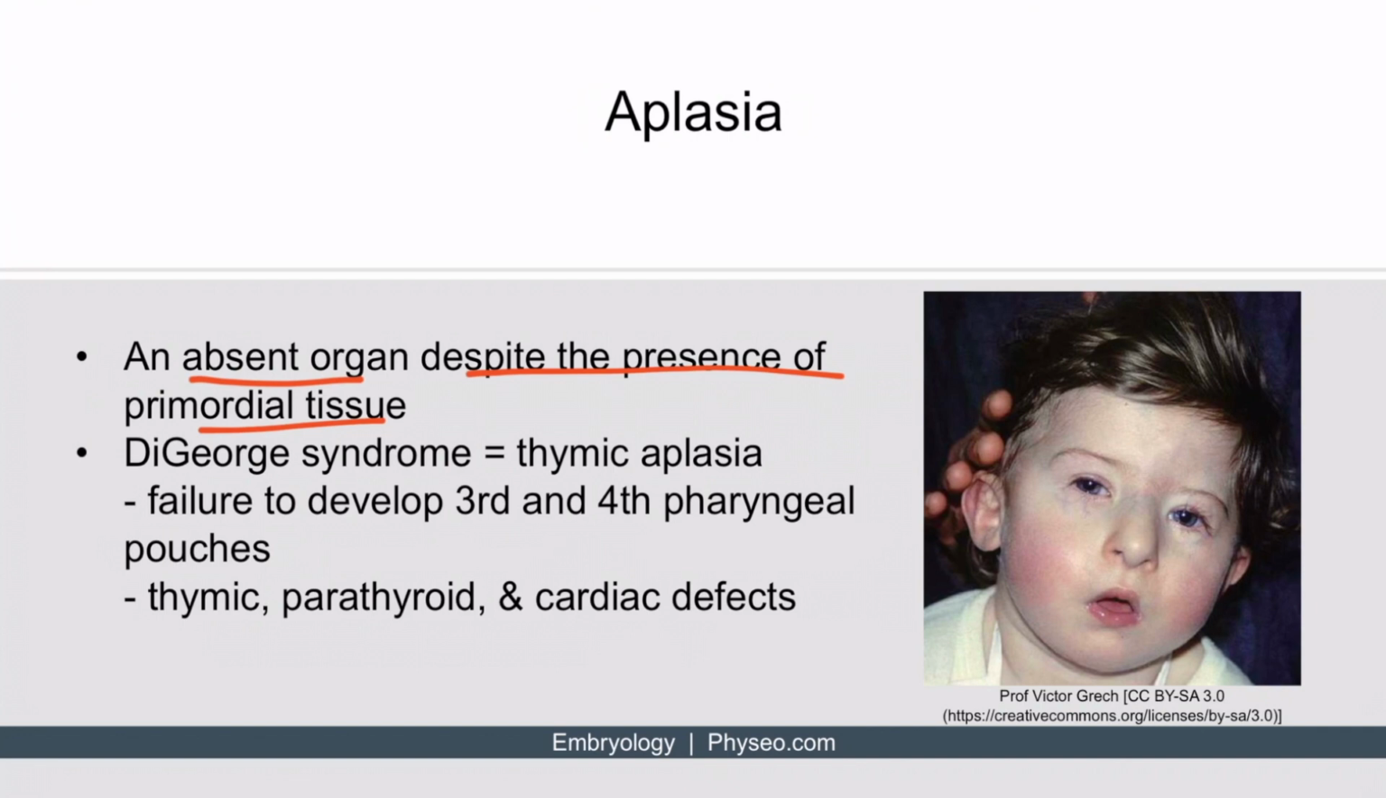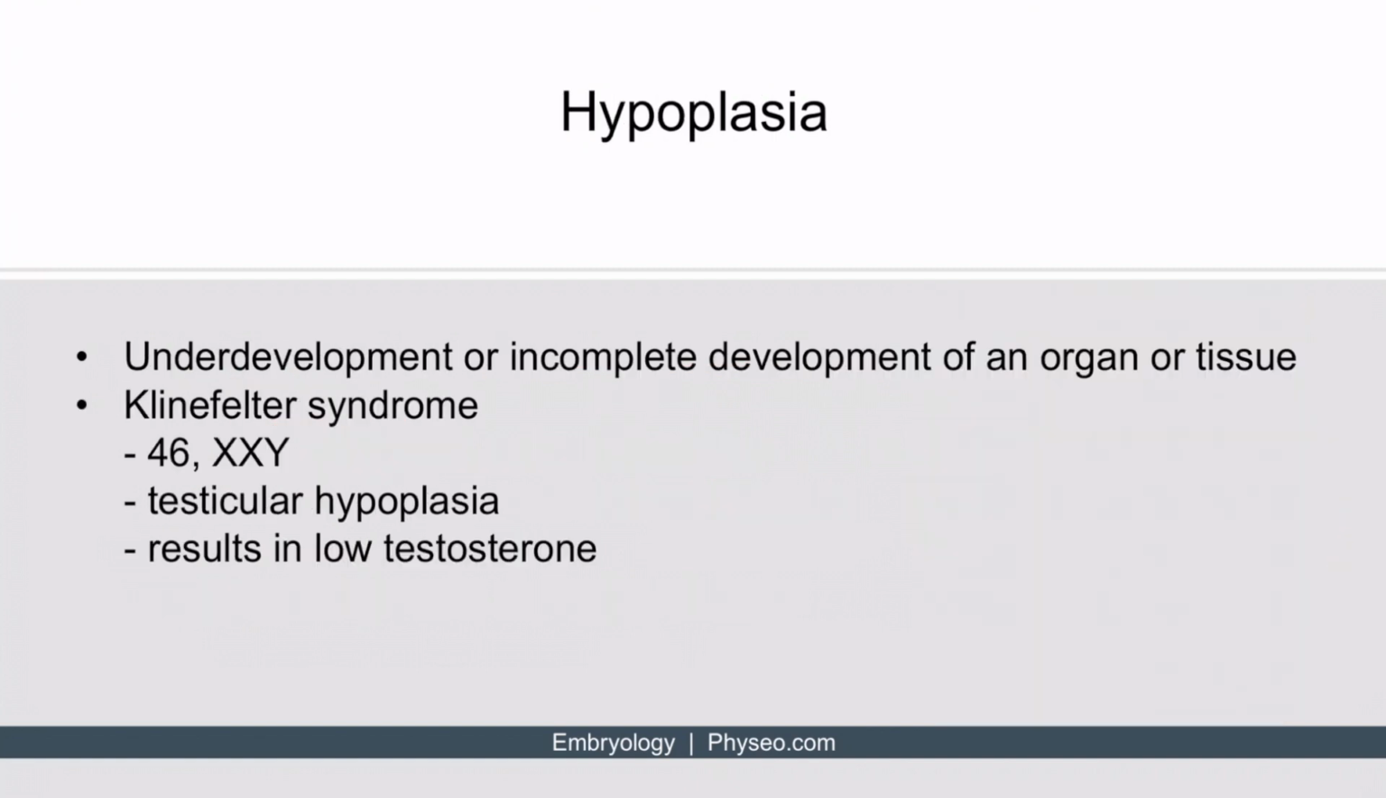This is different from agenesis because there is no primordial tissue present in agenesis, whereas in aplasia there is. An example of aplasia is DiGeorge syndrome, which is aplasia of the thymus. This is due to failure of the third and fourth pharyngeal pouches to develop, and it results in thymic, parathyroid, and cardiac defects. It also results in abnormal facies, which is pictured here on the right.